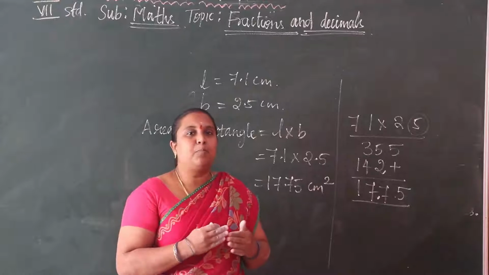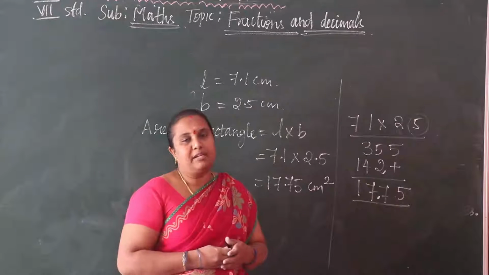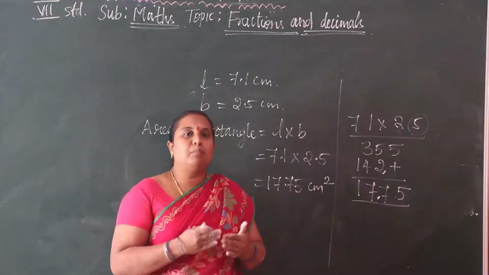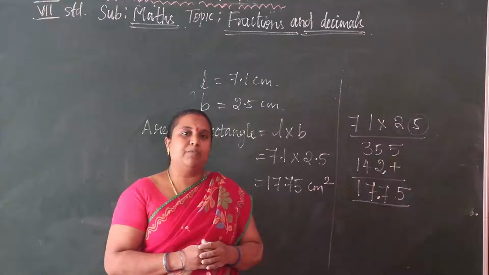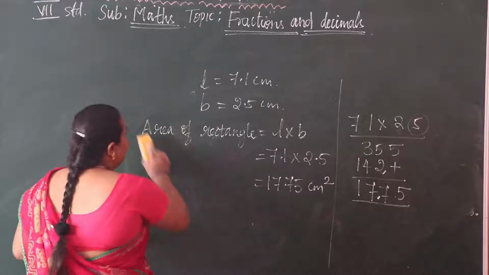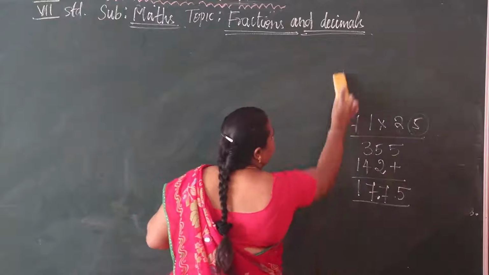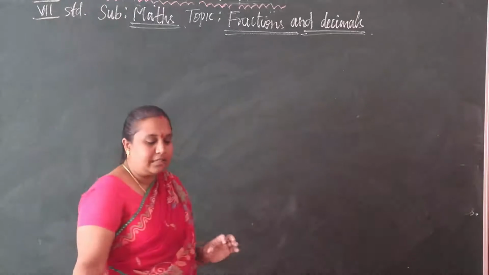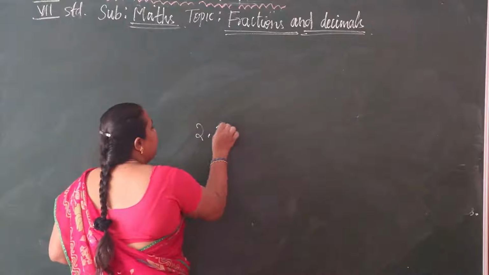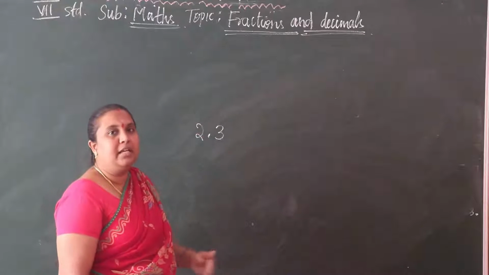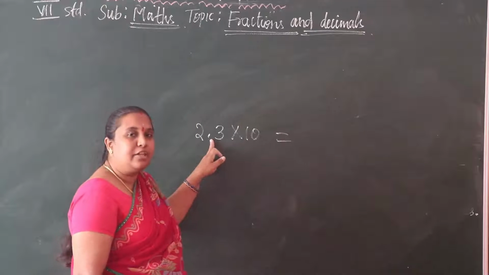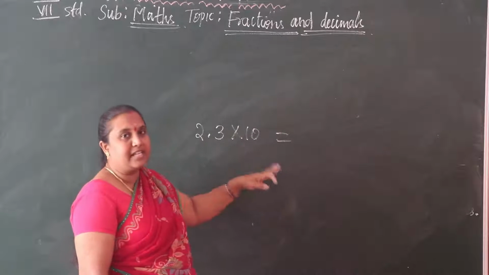The decimal point is shifted. While we are multiplying a decimal number by 10, 100 and 1000, the decimal point is shifted to the right side of the number while we are getting the product. Understood, children? By the example, let us see. Here we have a decimal number, 2.3. We are multiplying this by 10, so this decimal point is shifted.